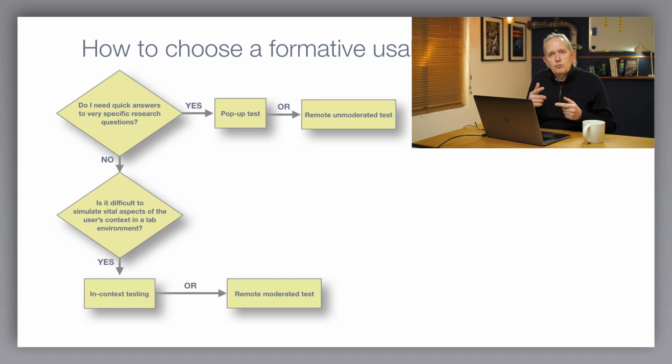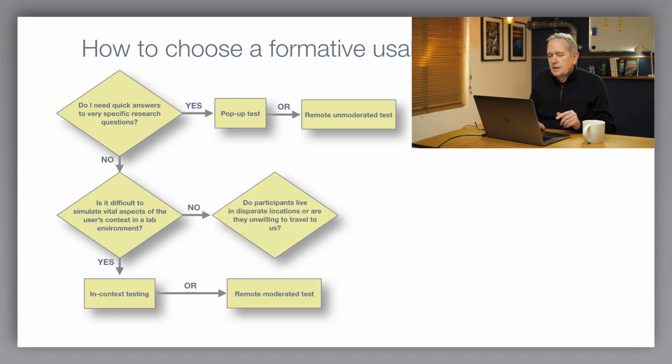So with that, you'll screen share with the participant and you'll ask them to carry out tasks as you observe them using the system and other systems that they need to interact with. The next question I'll ask is, do participants live in disparate locations or are they unwilling to travel to us?